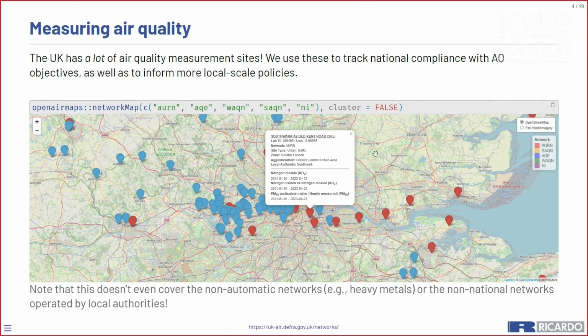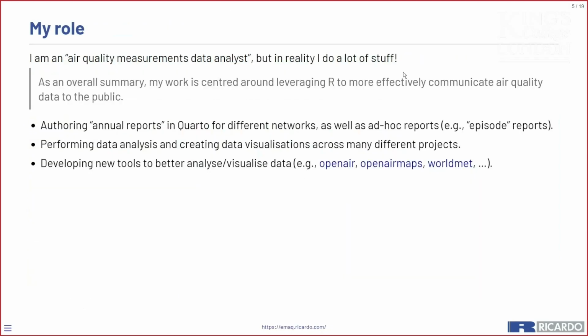It's all this data that we continuously measure, and it's all important. It has health implications, public health implications. So my role is to work with it. I'm an air quality measurements data analyst, and that's what it says on Microsoft Teams. And really, my work is all about leveraging R to communicate this to stakeholders. I think about the public being the distant client, even if the immediate client is DEFRA or a private company or whatever. It's people.